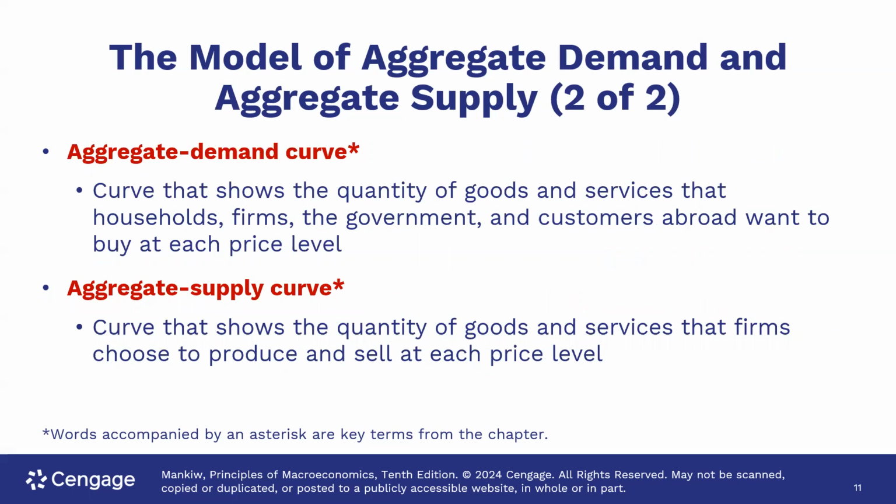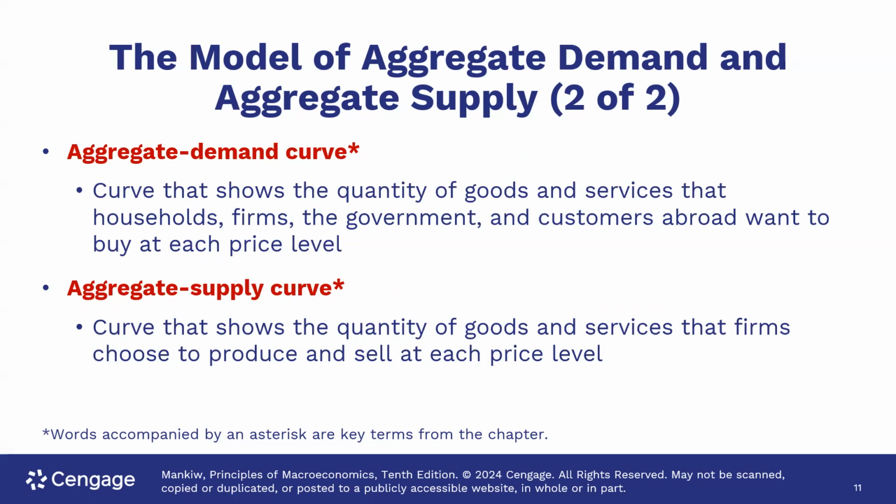Right. So for the aggregate demand curve and aggregate supply, in this huge market of all the goods and services, we have a demand side. We call that the aggregate demand curve. It is a curve that shows the quantity of goods and services that households, firms, the government, and customers abroad want to buy at each price level. So it talks about the buyer or the end user of all those goods and services.